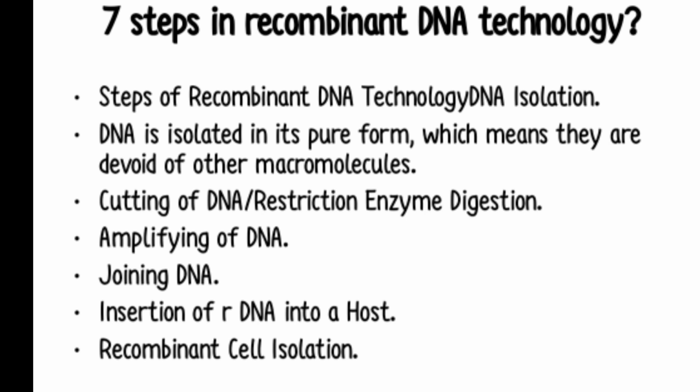DNA is isolated in its pure form, which means they are devoid of other macromolecules. Cutting of DNA, then restriction enzymes digestion, amplifying of DNA, joining of DNA, insertion of DNA into the host. The last one is recombinant cell isolation. These are the 7 steps of recombinant DNA technology.